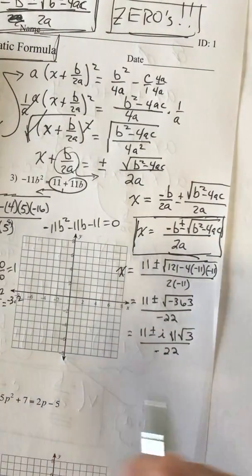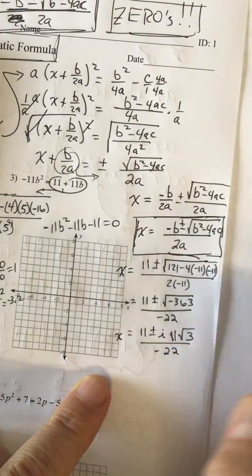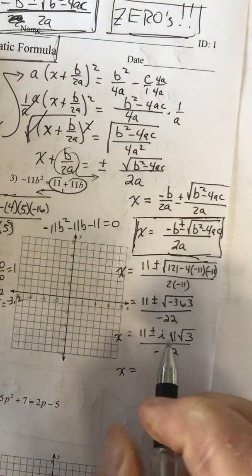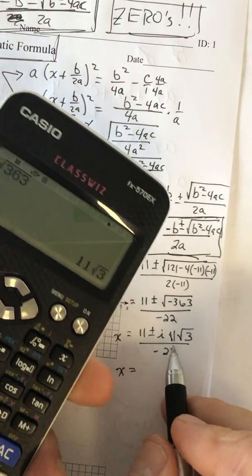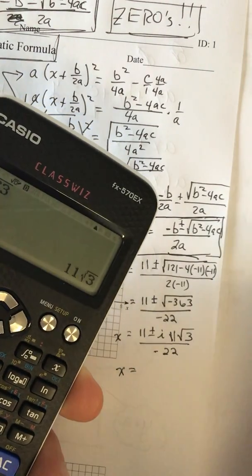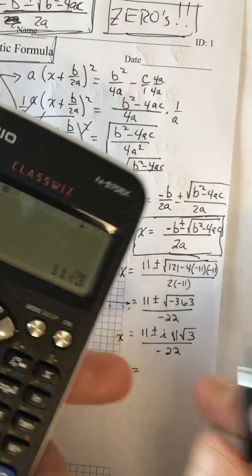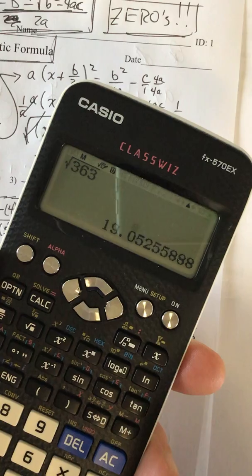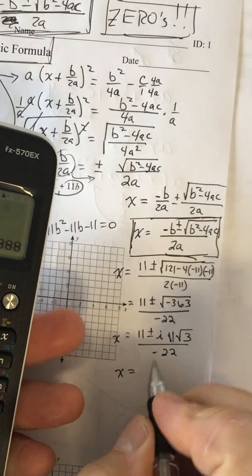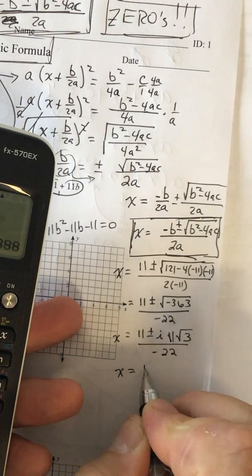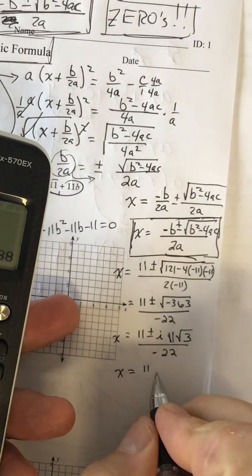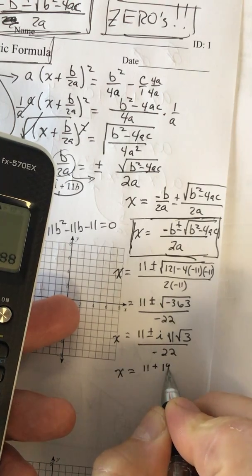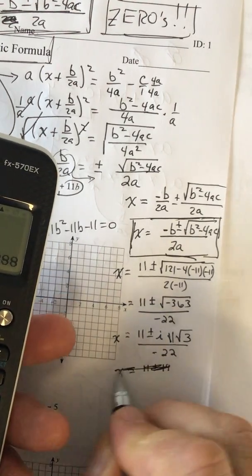Now, I want to be able to plot those. So those are what the x's are, and I do want to get the decimals for those. So I need 11 plus that. Okay, 11 square roots of 3 is really the number 19, let's call it 19.1. So I have 11 plus 19. Okay, I don't need to know that.